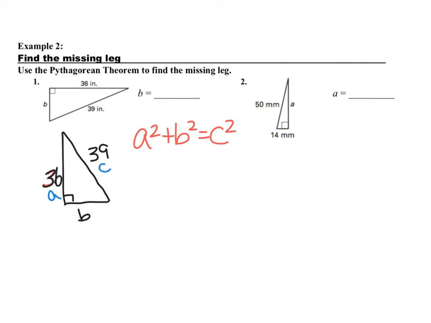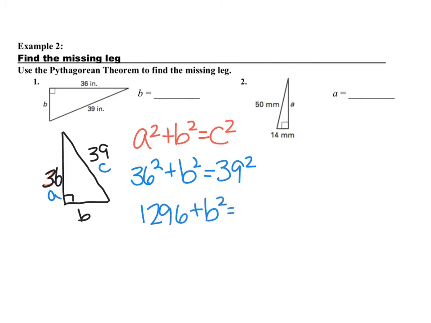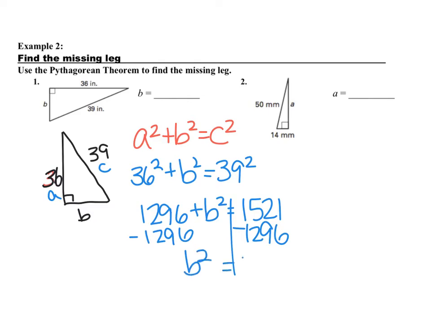So what we're going to do is plug in what we know and solve for what we don't. So we'll have 36 squared plus B squared is equal to 39 squared. Now let's do a little bit of simplifying. I'm going to take my 36 squared and I'll get 1,296 plus B squared is equal to 39 squared, which is 1,521. Now we're going to continue solving and we want the B all by itself. So I'm going to minus the 1,296. So my B squared is equal to 225.